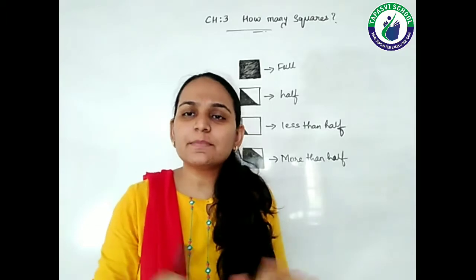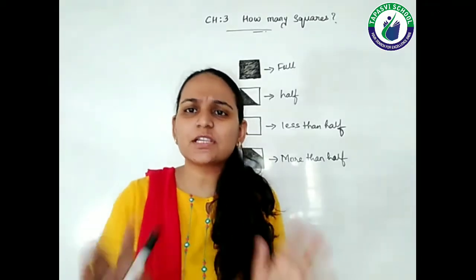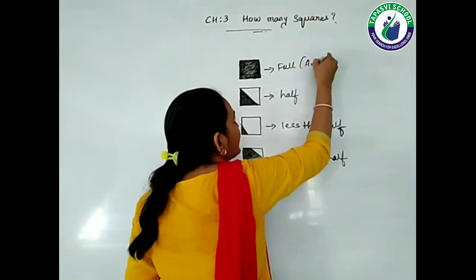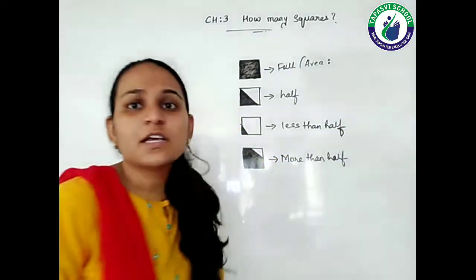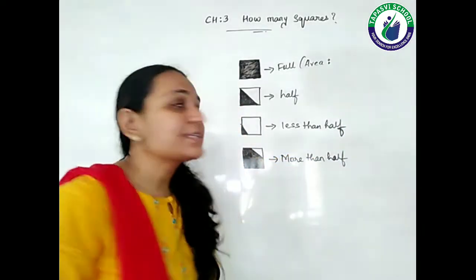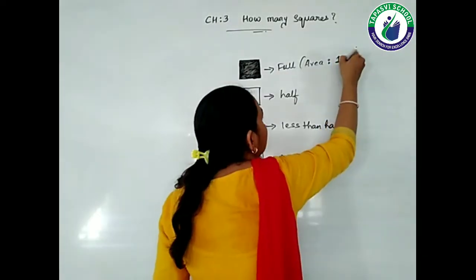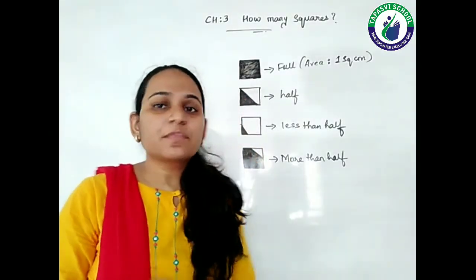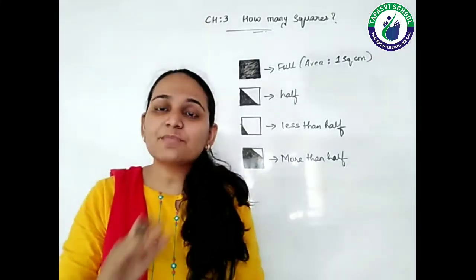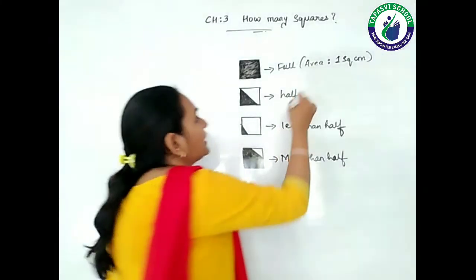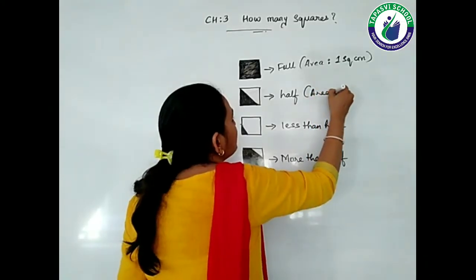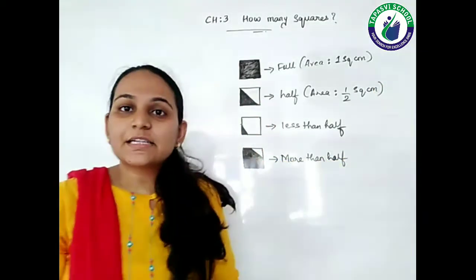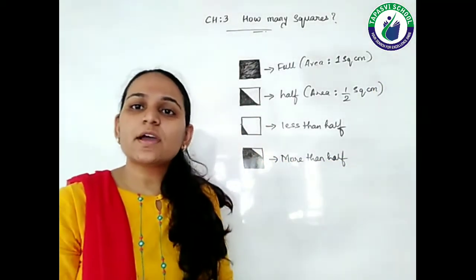right? If it is full, that means it's darkened well, completely filled. So you have to consider the area of such squares as 1 square centimeter. If it is completely filled, you have to consider it as a 1. Now, if it is half, meaning अगर आधा है, so you have to consider the area of this particular square as 1/2 square centimeter. Is it clear? So it is half of the square.